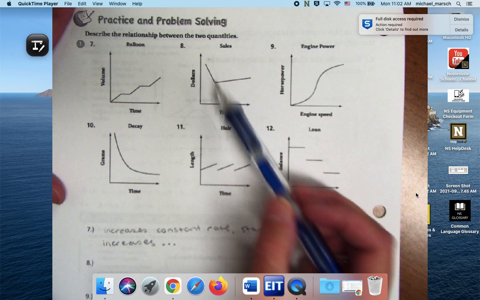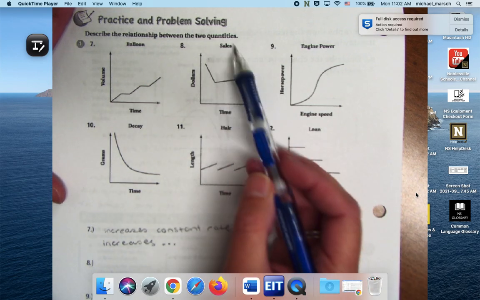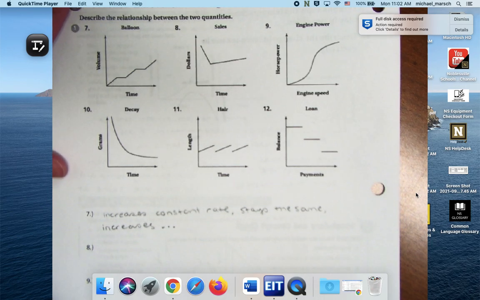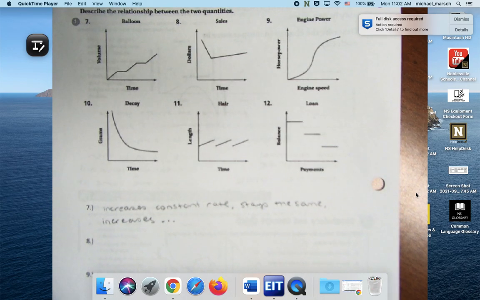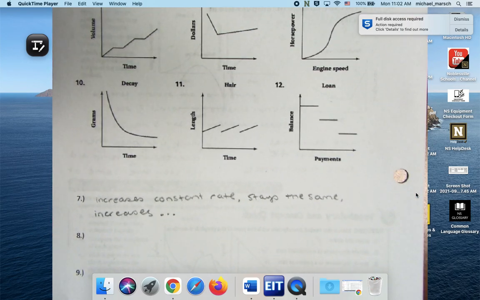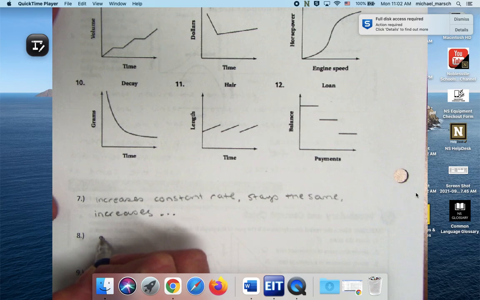Okay, how about this? Dollars over time. So we have sales, and we have something happening with money over time. It decreases at a constant rate and then it increases slowly. Yeah, they quickly decrease, right? Because it went, right? So quickly decreases.